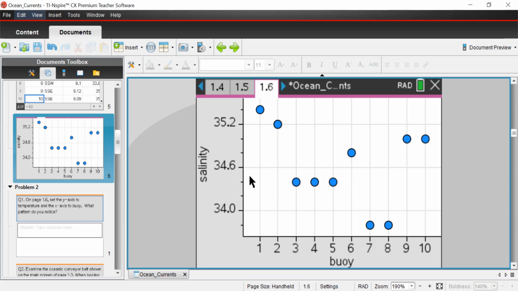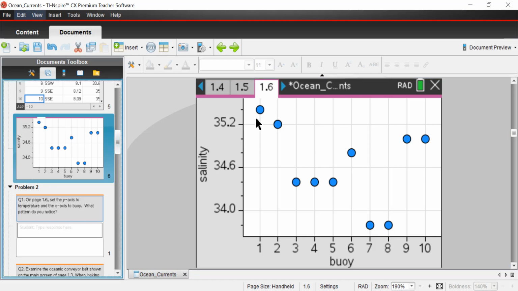The water with the most concentration of dissolved salt is buoys 1 and 2, and buoys 9 and 10, but the least amount are 7 and 8, which were the lowest buoys. So it's not a completely obvious pattern here, but there's some interesting data. The closer you get to the Indian Ocean, the saltier the water is. Well, we can see some evidence of that with buoys 1 and 2. And the farther away you get from the Indian Ocean, it looks like it's a little bit less salt.